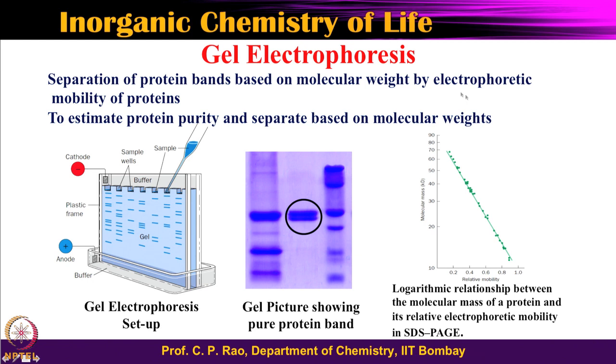So, different proteins have different molecular weights and, as you can see, they will come like bands. So, this is a gel picture showing the pure protein band, and some of these are markers. So, you can identify the molecular weight too. In fact, you can get the logarithmic relationship between the molecular weight of a protein and the electrophoretic mobility. So, this mobility and the molecular weight standard is known. From this you can find out the molecular weight of your protein too.